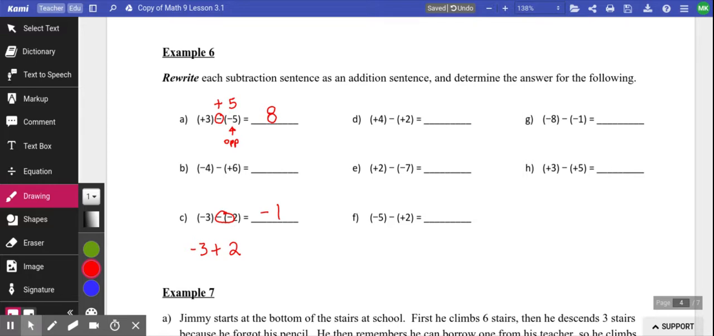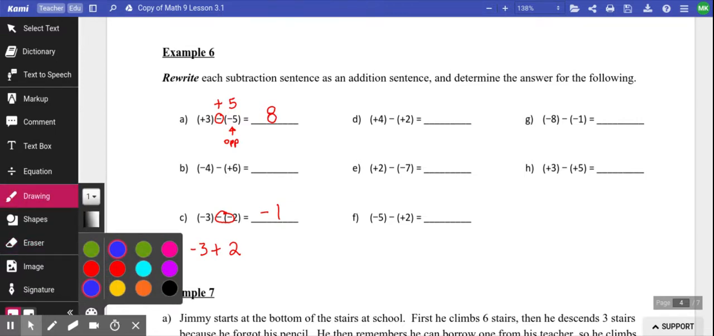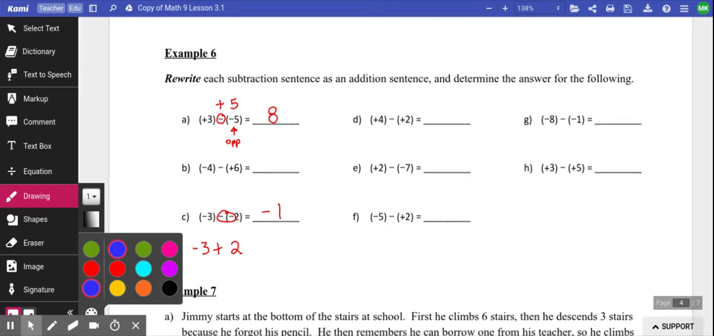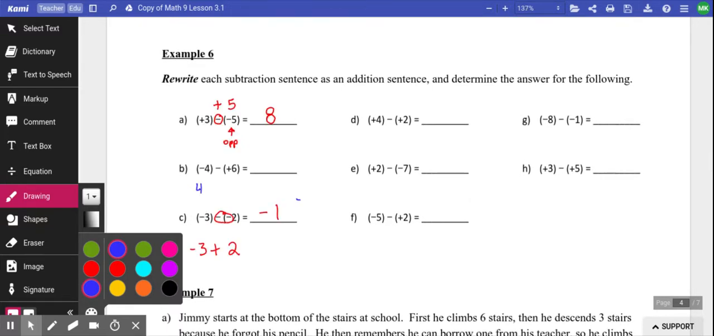All right, let's look at B. So B, we have negative 4 minus positive 6. Again, the idea of adding the opposite is that instead of writing it as negative 4 minus positive 6, you would turn it to negative 4 plus negative 6. Just because people are better with addition statements, I don't know. That's not how I would do it. I would just look at it as negative 4, and then minus 6 means go 6 to the left, which would be negative 10.